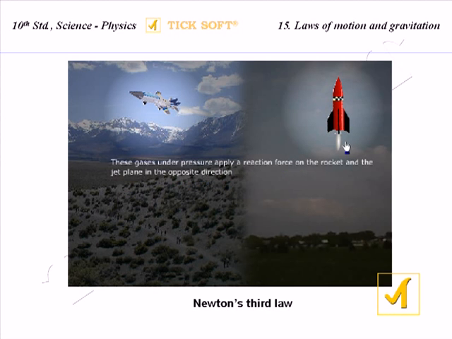These gases under pressure apply a reaction force on the rocket and the jet plane in the opposite direction, and the rocket moves in the forward direction. The reaction force pushes the jet plane and the rocket in the forward direction. Therefore the rocket and the jet plane move in the forward direction.